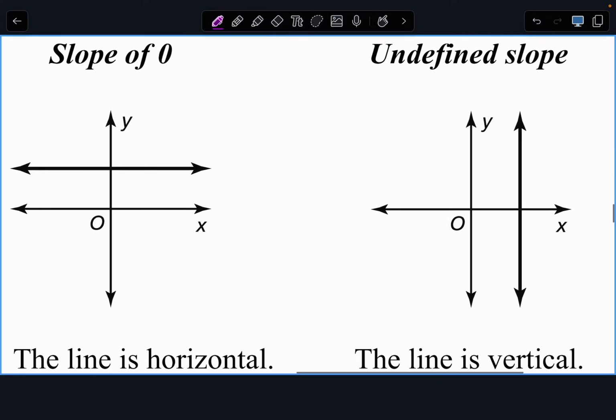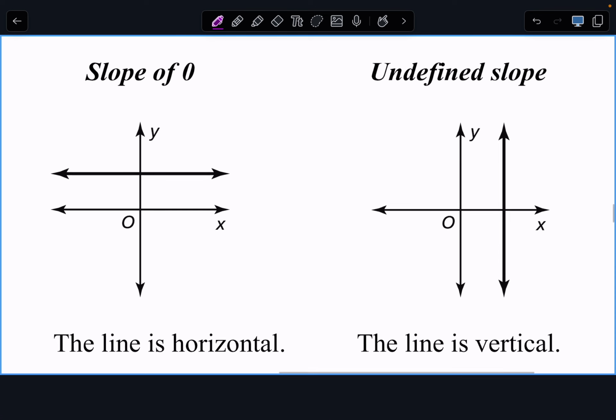Now, yesterday we talked about how to graph these lines. This is what we call a slope of 0. When it's horizontal, our slope is 0. And when we have a vertical line, we have an undefined slope. Okay, there's no slope because it's vertical.